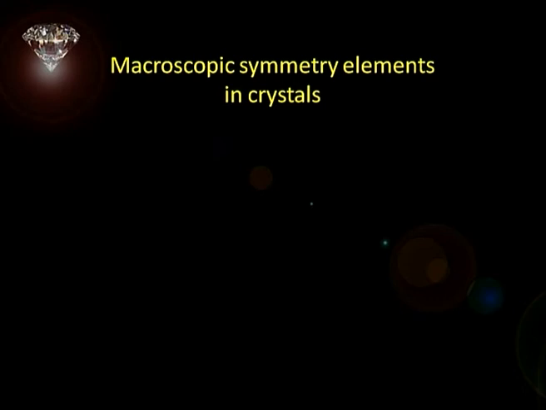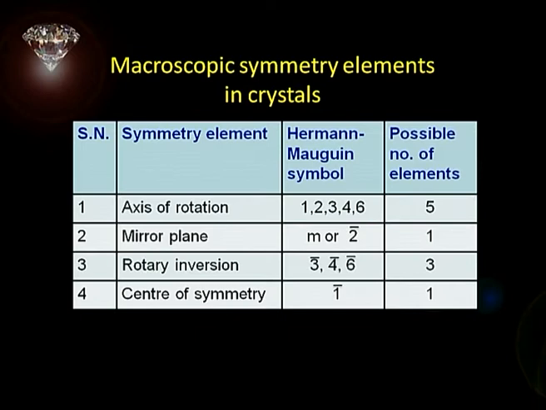Now, how do we represent the macroscopic symmetry elements? That can be shown with the help of this table here. We see that the elements of symmetry are similar to what we had in the case of molecules, but with one exception: we do not have rotational symmetry of n equal to 5. Okay. The typical symmetry element in crystals is the axis of rotation, and the possibilities are 1, 2, 3, 4, 6. That means there are only 5 possibilities. There is no other rotational axis possible in crystals.